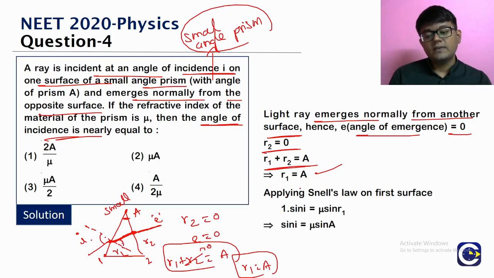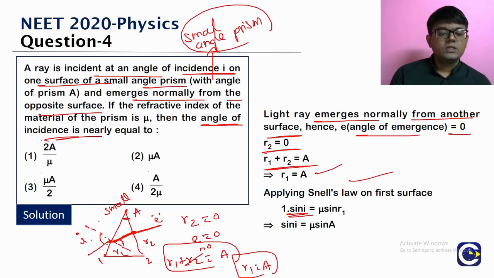Now look at it. If you try to apply Snell's law, what is it? The refractive index on the air side, which is 1, into the angle of incidence I. 1 into sin I is equal to what? The refractive index on the prism side is mu. That is what they are giving. The material has a refractive index of mu. Mu into what is the angle of refraction here? R1. So 1 into sin I is equal to mu into sin R1. And what we see is, sin I is equal to mu into sin R1, and R1 is equal to A. Already we got it.